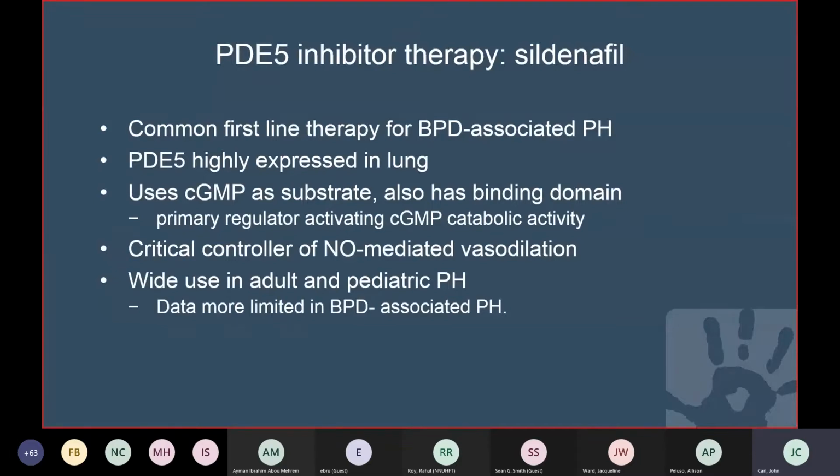And so the addition of PDE5 inhibitors, the primary being sildenafil, is a common first-line therapy used either in place of or in conjunction with iNO if you're unable to wean it. PDE5 is highly expressed in the lung, also uses cyclic GMP as a substrate, and has a binding domain which is the primary regulator affecting catabolic activity of the cyclic GMP. It's a critical controller of nitric oxide mediated vasodilation and is widely used in adult and pediatric PH, although the data, although increasingly robust, are still more limited in BPD-associated pulmonary hypertension than other forms.